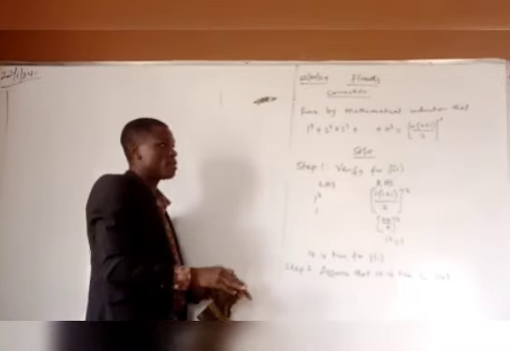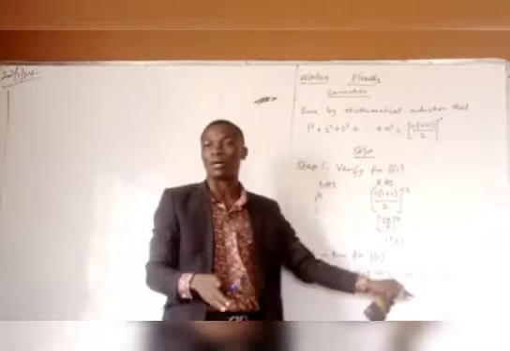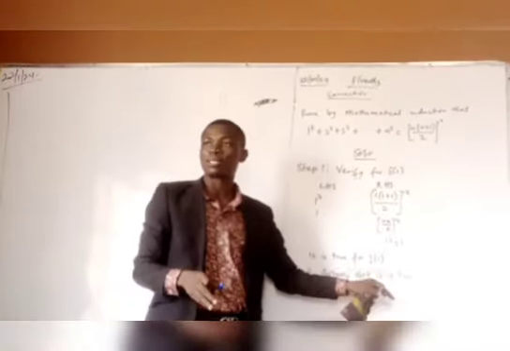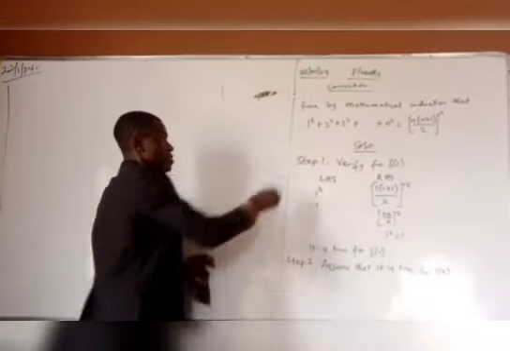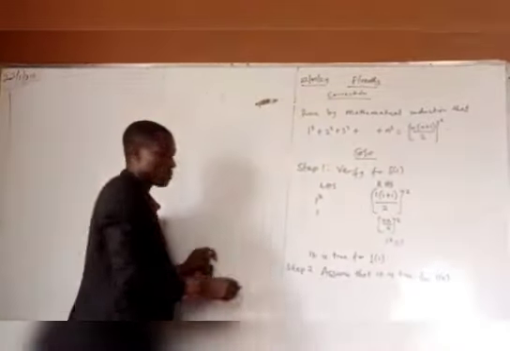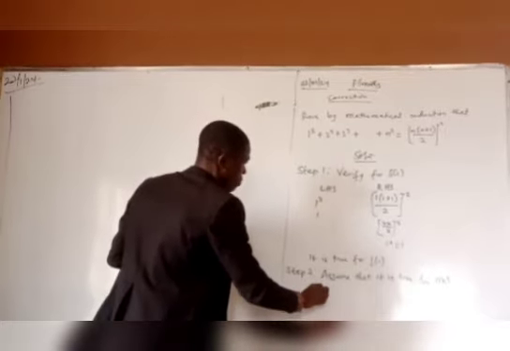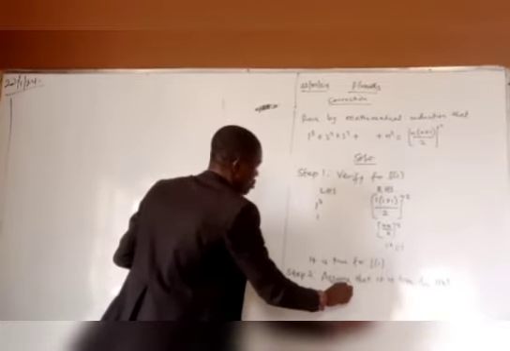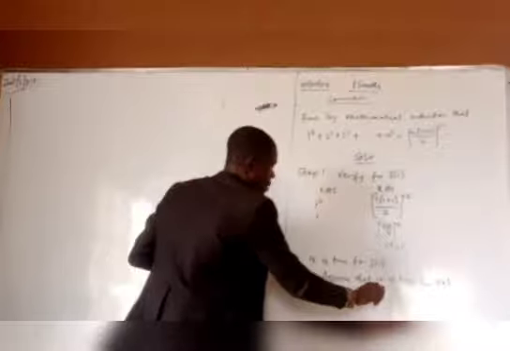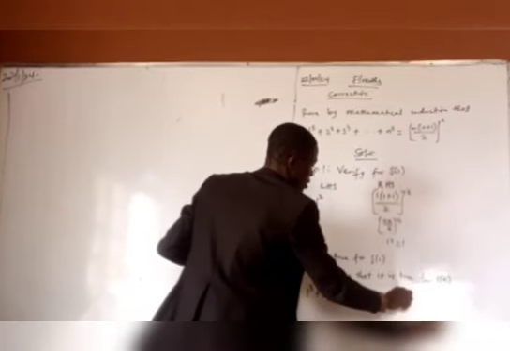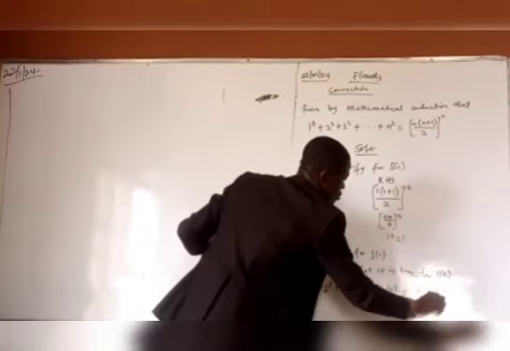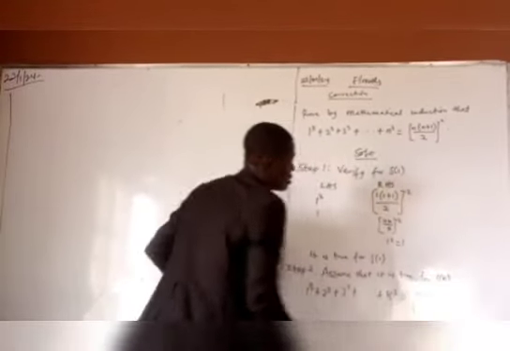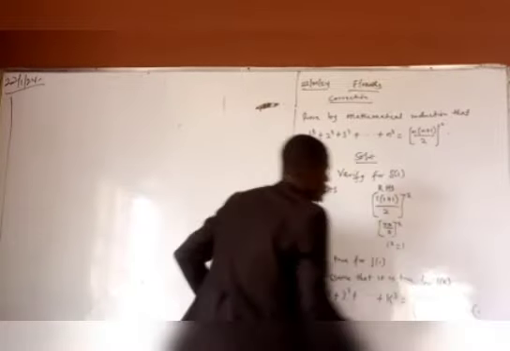So we want to assume that it is true for S of k. This simply means that our n is now k. So this is just an assumption, so we don't have any problem with this. We are going to write this in terms of k now, and it will be written as 1 cube plus 2 cube plus 3 cube plus dot dot dot plus k to the power of 3 equal to k into k plus 1 over 2 all squared. So we can call this equation 1.